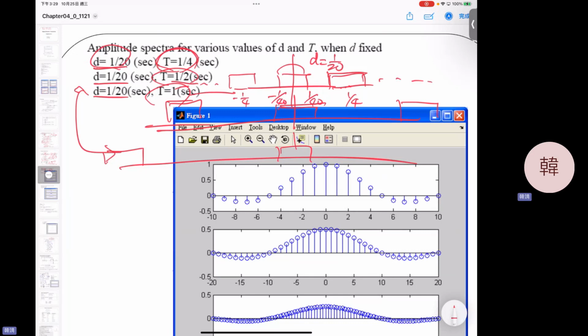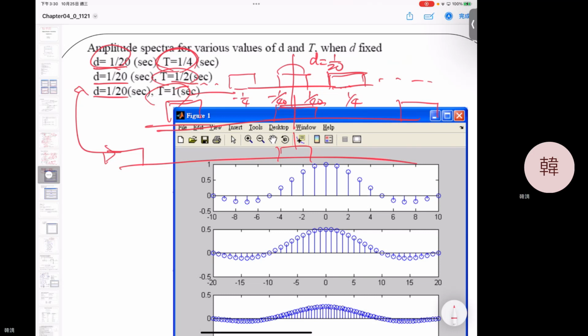So that's the example we'll try to tell you what the result will be. Here the capital T is equal to 1/10. This is capital T equal to 1 second. So you have to think about it. My d, the rectangular pulse, has exactly the same width. But my repeat signal time is different. The first one is shorter, the second one is medium, the third one is the largest one. And the result is like this one.